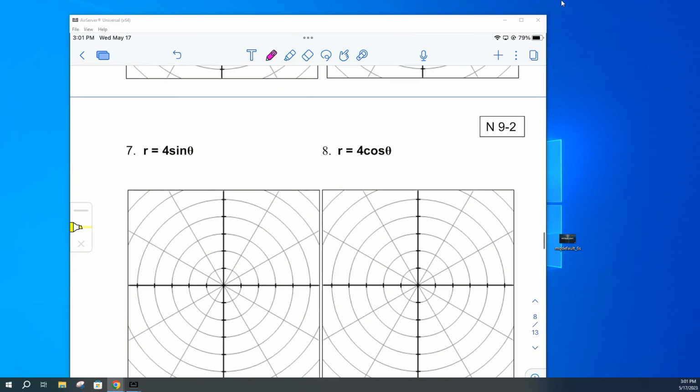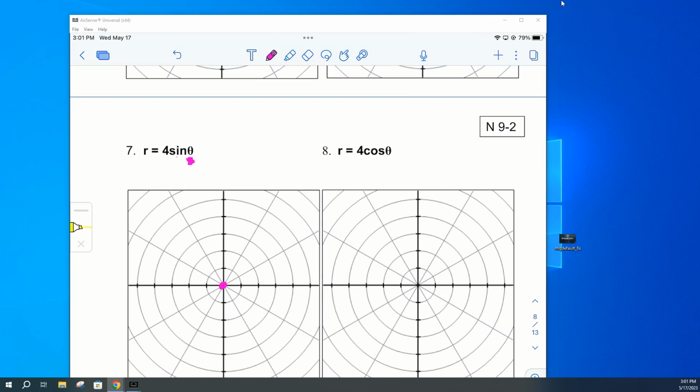So this one, I'm going to do a T-chart really, really fast. Let's do the easy ones. If I put in theta being 0, and I'm just going to do it in my head, the sine of 0 is 0, right? So r would be 0. That would just be here.